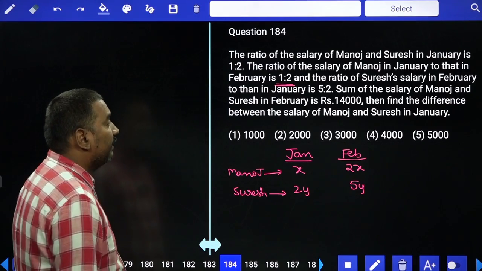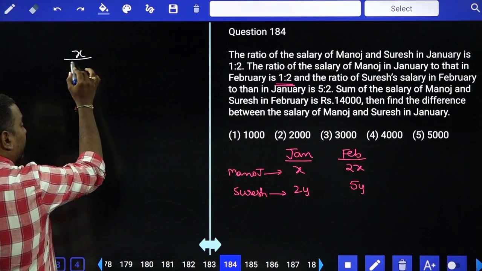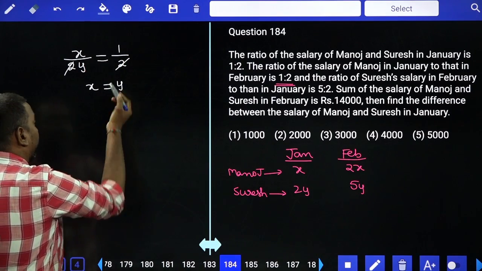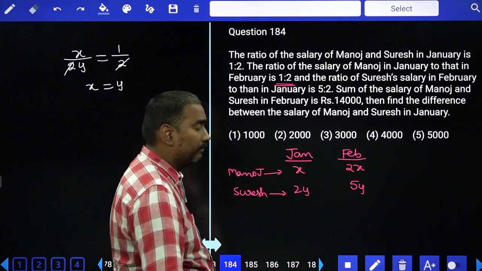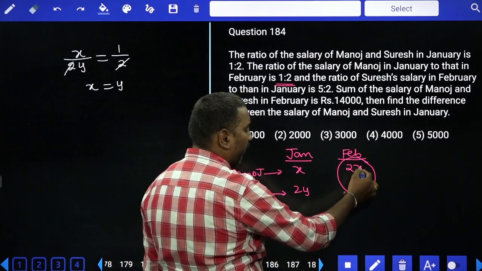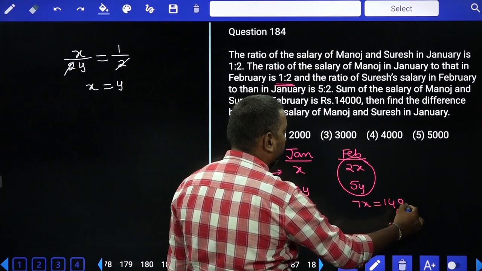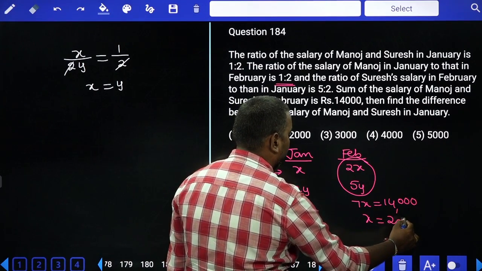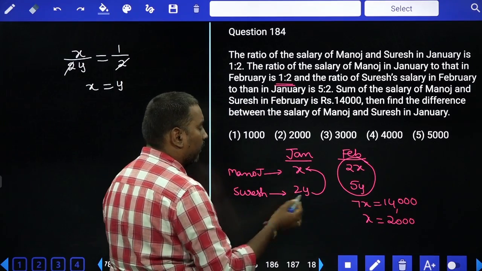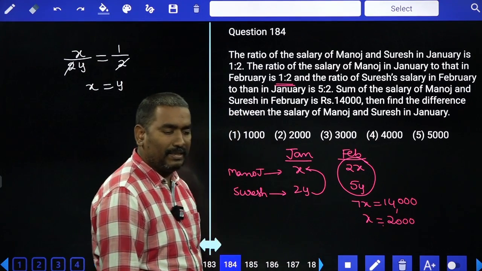Then go for the first statement. Salary of Manoj and Suresh in January is 1:2. In January, Manoj's salary is X, Suresh's salary is 2Y, which are in the ratio of 1:2. It means X equals Y. Sum of the salary of Manoj and Suresh in February is 14,000. X equals Y, so 5Y is also equal to 5X. 5X plus 2X, 7X equals 14,000. X means 2,000. Difference between the salary of Manoj and Suresh in January: 2Y and 2X are the same, 2X minus X, which is nothing but X, which is 2,000. Answer is 2,000.